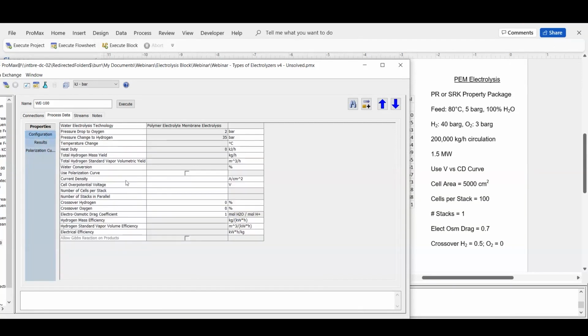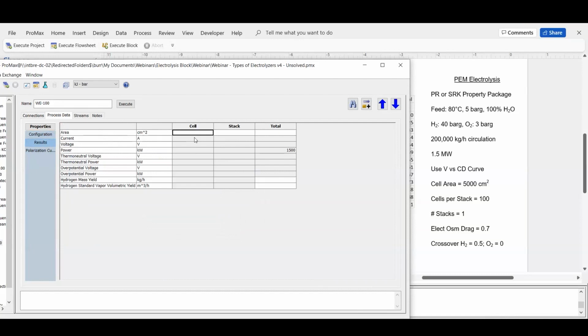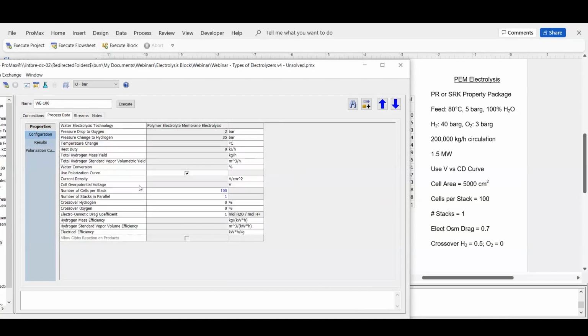And we go to configuration and we'll check this box, which tells us to use the polarization curve. And then we have 100 cells per stack, and we only have one stack, and our cell area is 5,000 centimeters squared. And we have our crossover of hydrogen is 0.5% again.